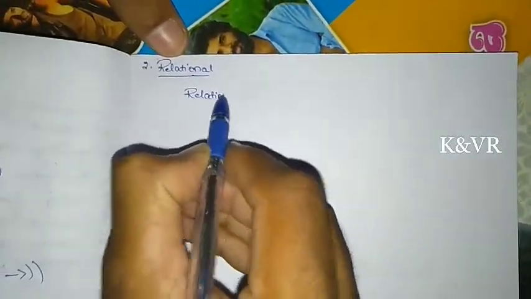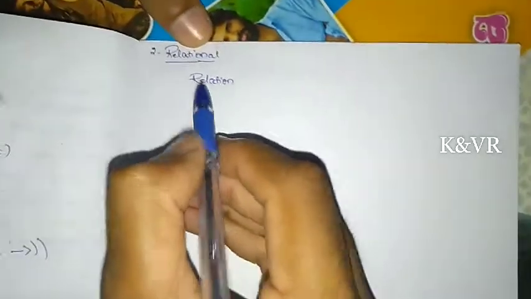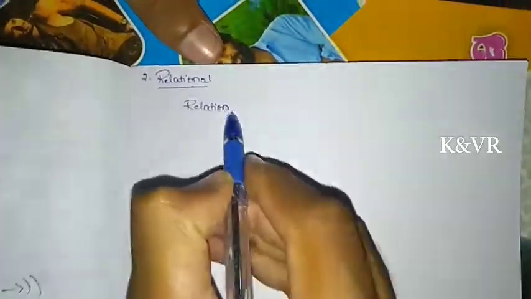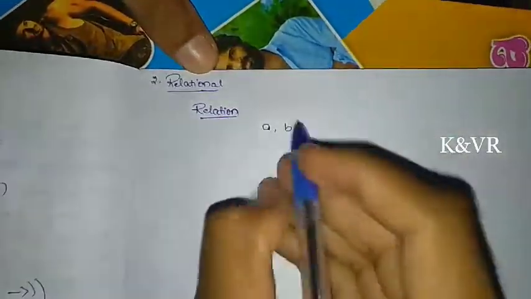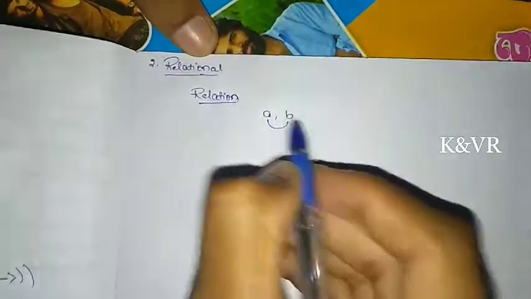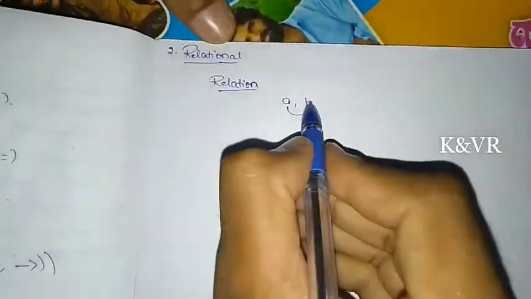Second one is relational operators. Before going to relational operators, we should know what a relation is. Relation is nothing but comparing two operands, not operators, operands. There is a difference between operator and operand. Suppose A and B are two operands, comparing which one is greater, which one is smaller, whether these two are equal or not, like that.